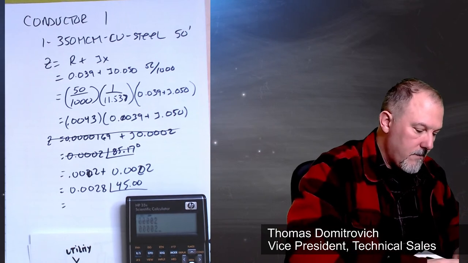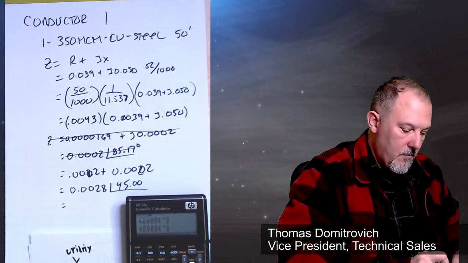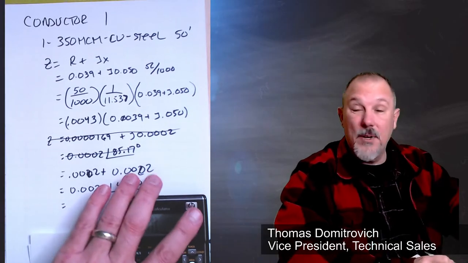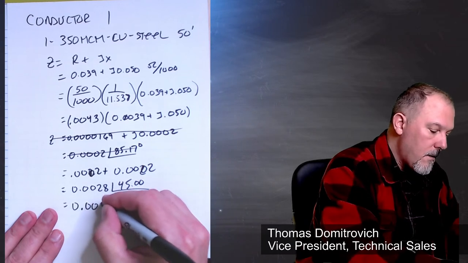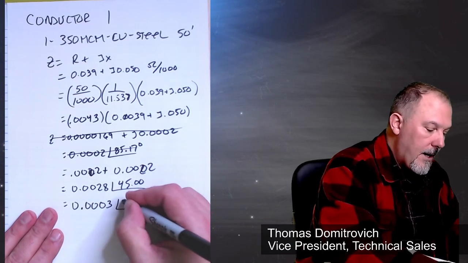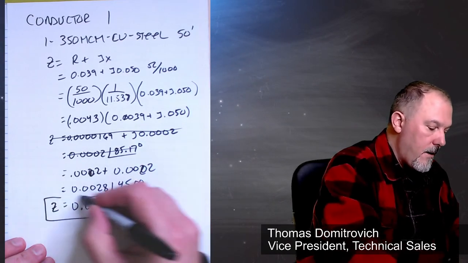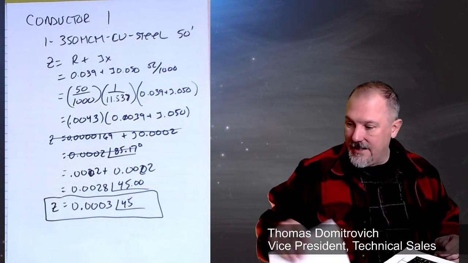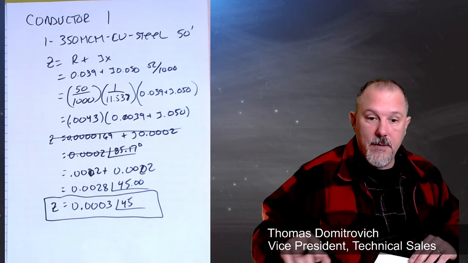the square root of 0.0002 squared plus 0.0003 squared at an angle of 45. That is conductor one. I think conductor two will go easier. Again, you got to watch my zeros.